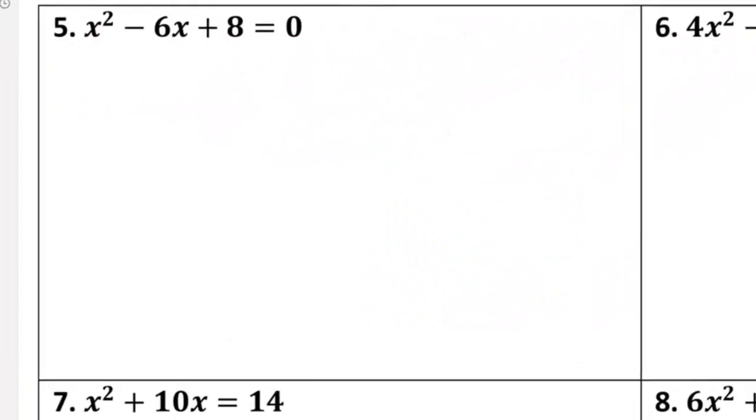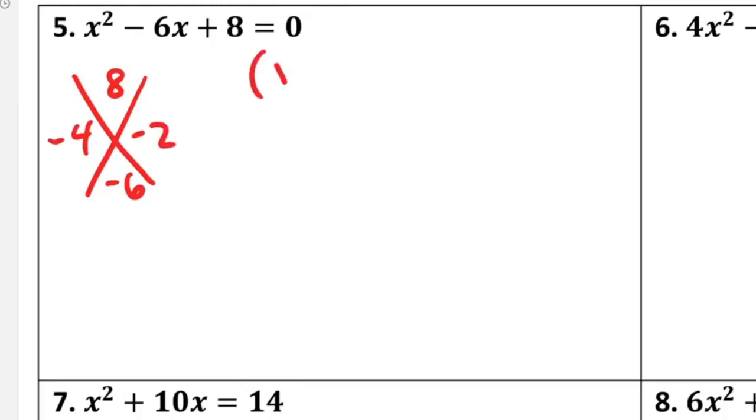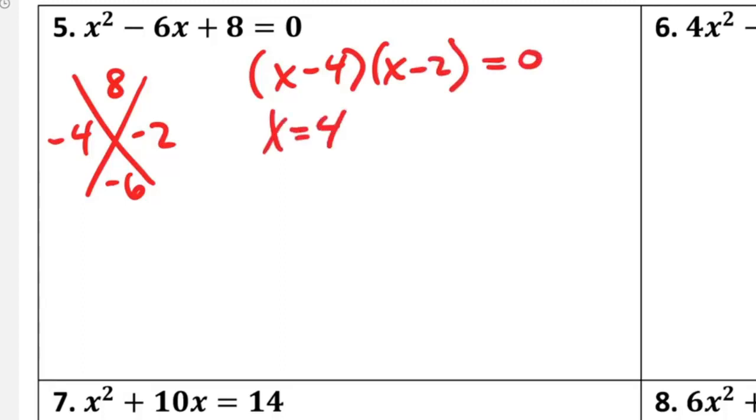Now we get to solve by any method chosen. We could continue to use the quadratic formula. However, we need to be a little more strategic now in our thinking. First, if we can factor it, we should factor it. Can you think of two numbers that multiply to 8 that add to negative 6? How about negative 4 and negative 2? X minus 4, x minus 2 is 0. So that would make x 4 or x 2.